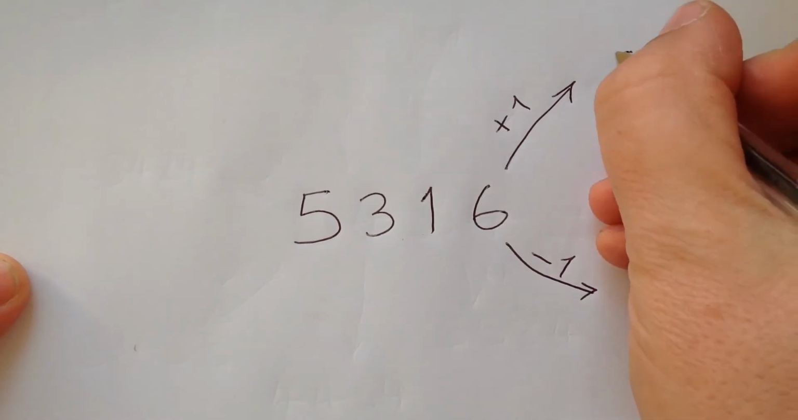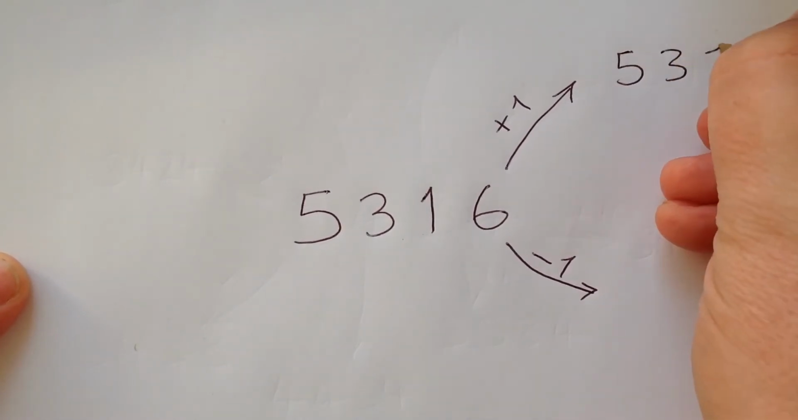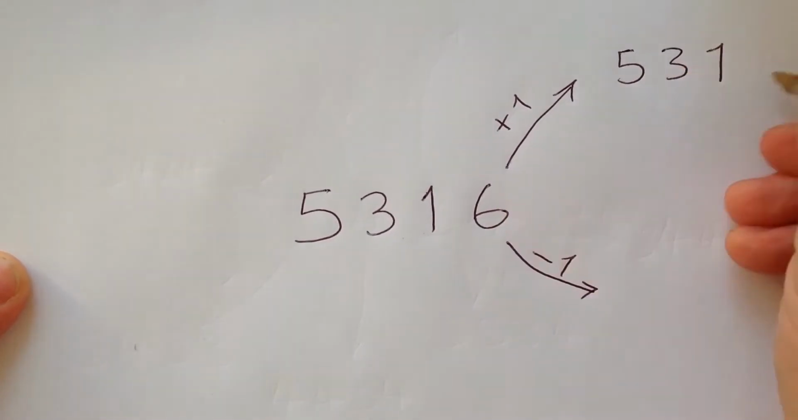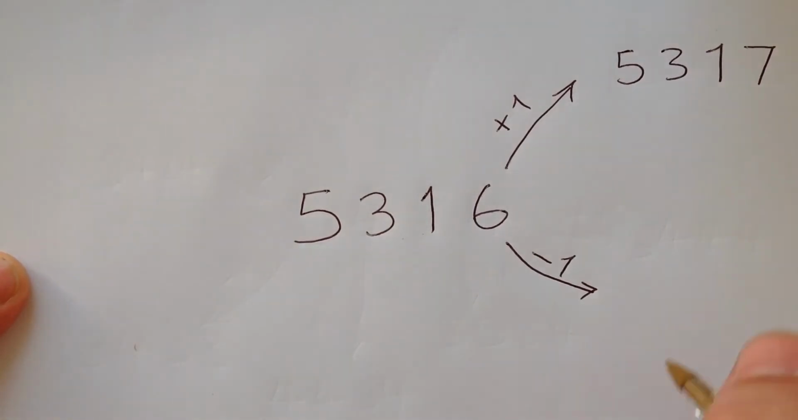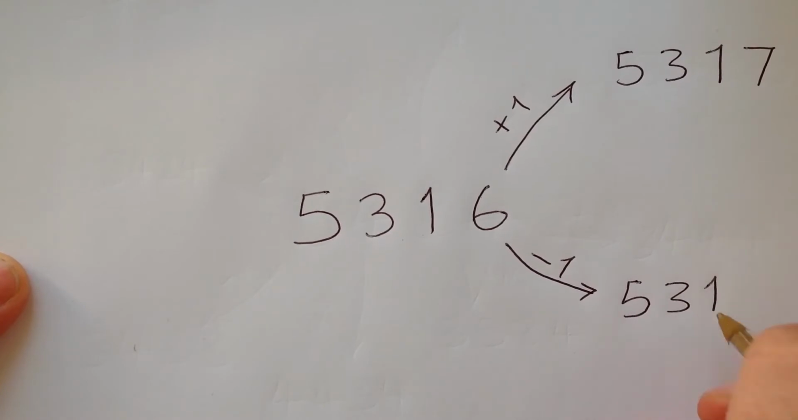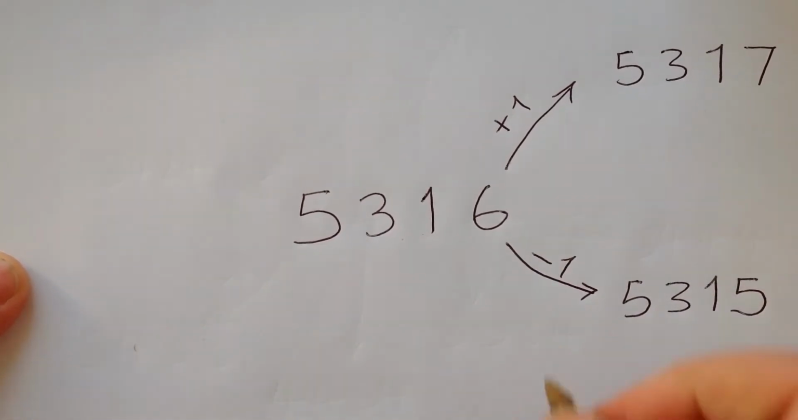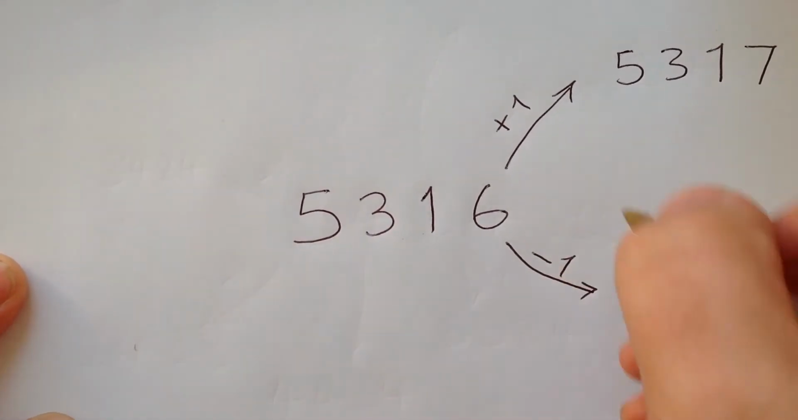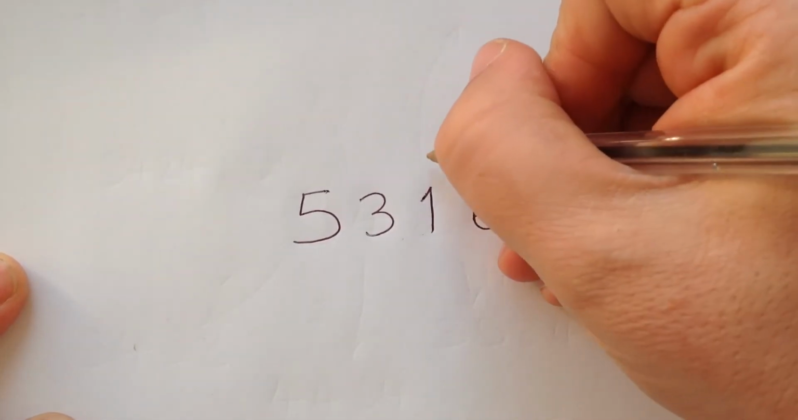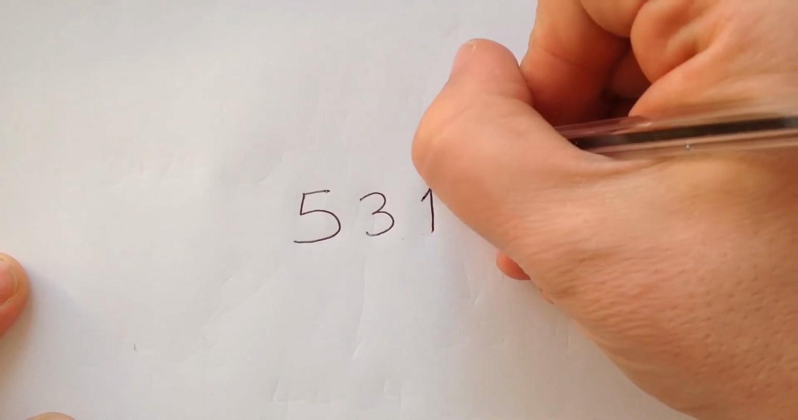Well, if I add 1, everything stays the same, except my 6 ones becomes 7 ones. And again, below, everything stays the same to my original number, except my 6 ones drops down to 5 ones. Let's do the tens, hundreds, and thousands.